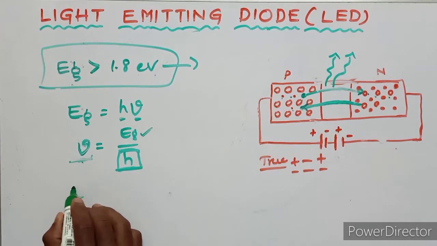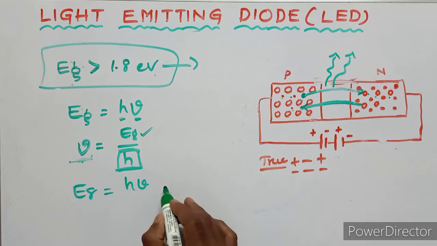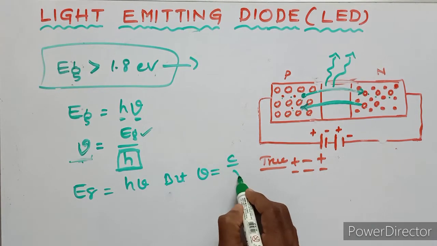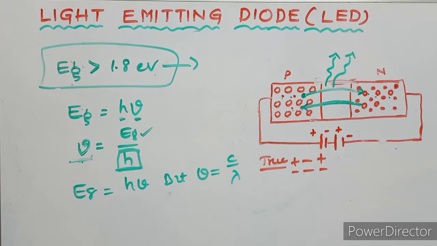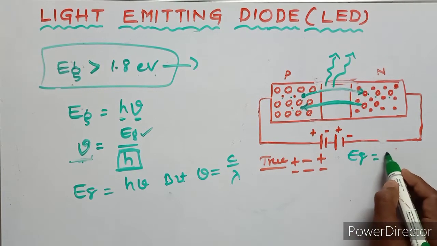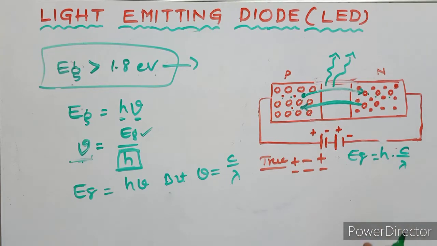And also energy gap equals h nu, but nu equals c by lambda. Here c is the velocity of radiation. So that means energy gap equals h c upon lambda.